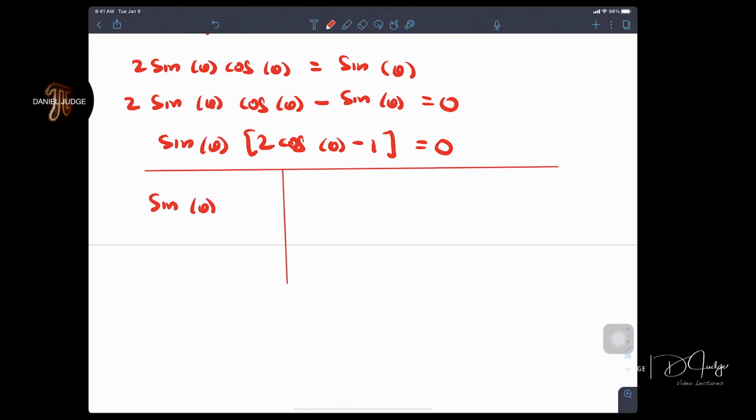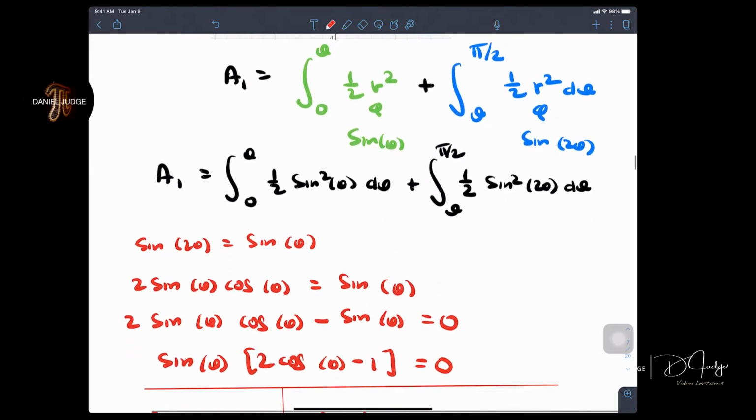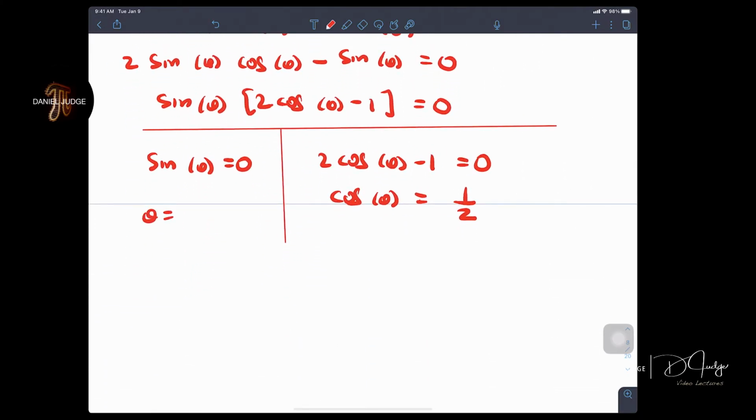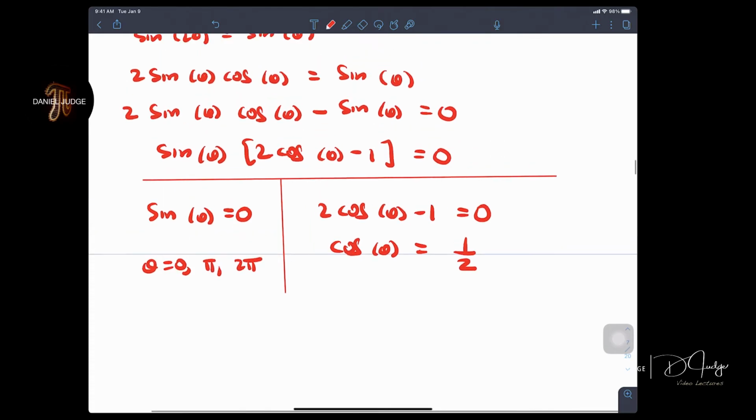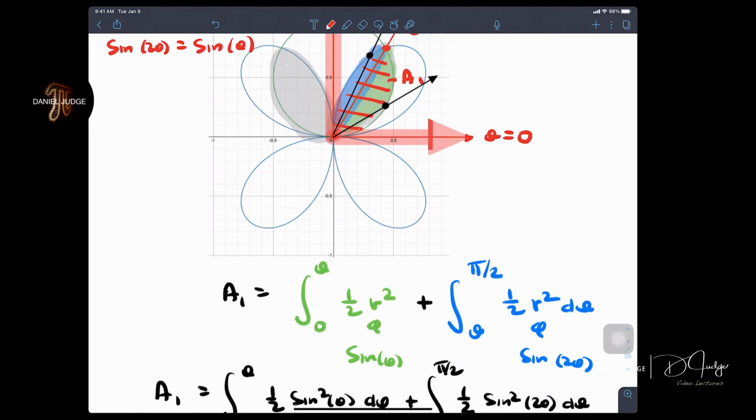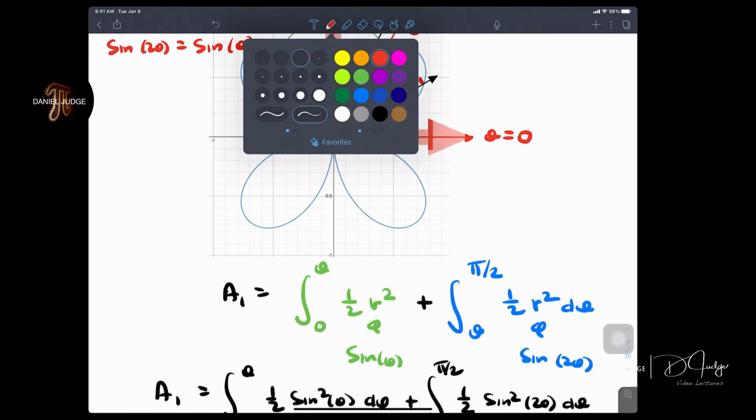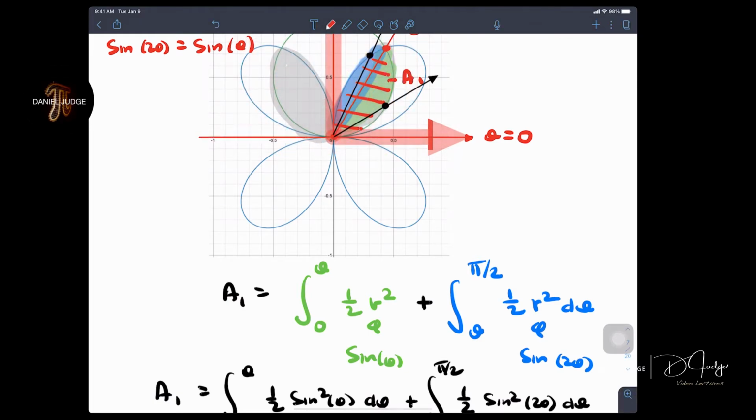It means sine theta is 0. It means 2 cosine theta minus 1 is 0. And solving for cosine theta, we get 1/2. Now, sine theta is 0 means theta is 0, theta is pi, and theta is 2 pi. So the points of intersection happen at 0. They happen at pi. This is theta is pi, and they happen at theta is 2 pi.